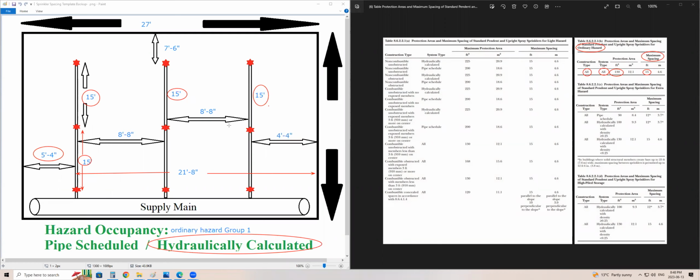So if I knew it was 8'8", then I said, let's install our first branch line 4'4" off the wall. I went 4'4", then I went 8'8". I went 8'8", but I didn't measure my entire room of 27 feet, and I was left with 5'4" off the wall. So if I'm 5'4" here, 5'4" times 2, right?